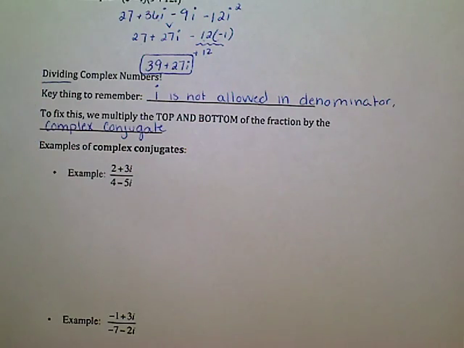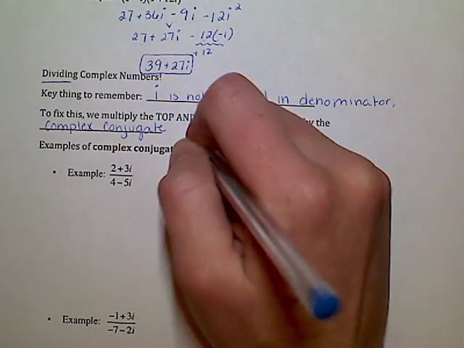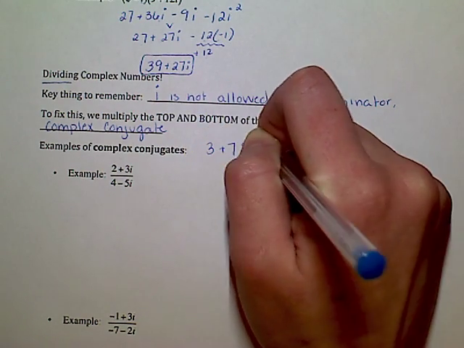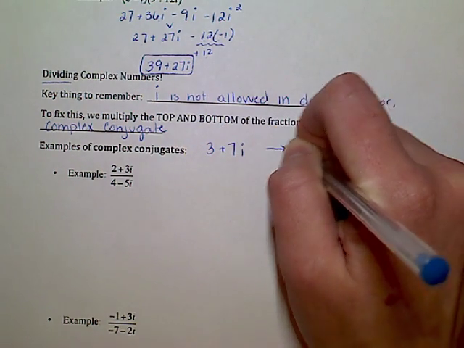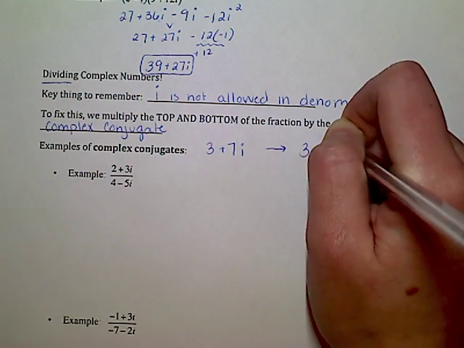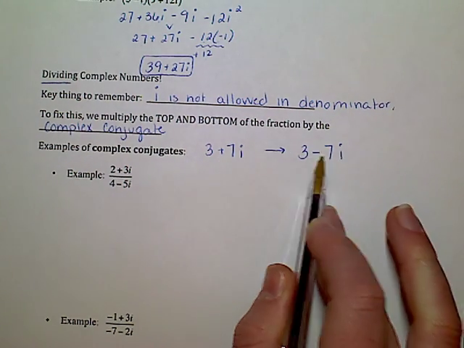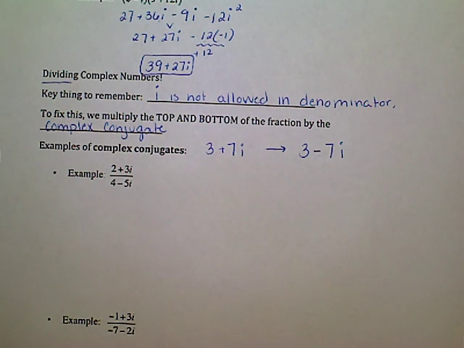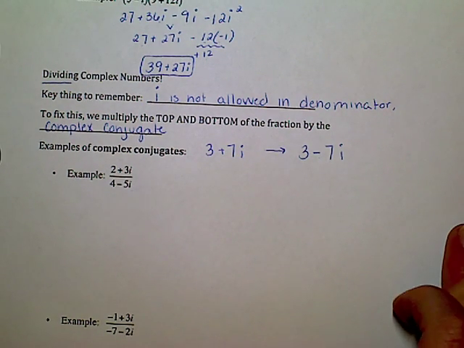Now, what is a complex conjugate? Well, it's super easy. If we have the complex number 3 plus 7i, its complex conjugate would be 3 minus 7i. Notice, you just changed the sign of the imaginary part. That's all complex conjugates are.